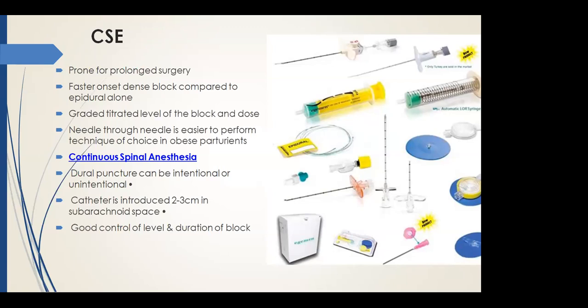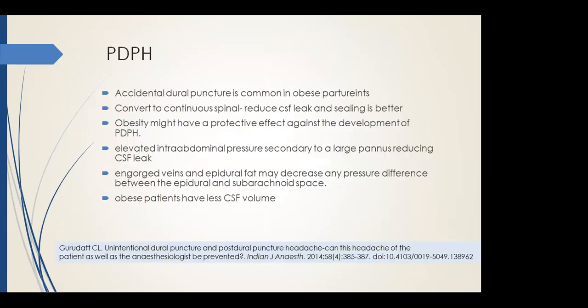However, with epidural or CSE, unintentional dural puncture has been commonly reported in obese parturients. And in that case, the plan of action, as recommended by multiple meta-analyses and studies, is to convert it into continuous spinal anesthesia. Literature mentions the catheter reduces the CSF leak, and sealing of the dural puncture is better. Also, obese patients have less CSF volume and elevated intra-abdominal pressure secondary to a large pannus. This itself reduces CSF leak, and thus they have less tendency to PDPH.